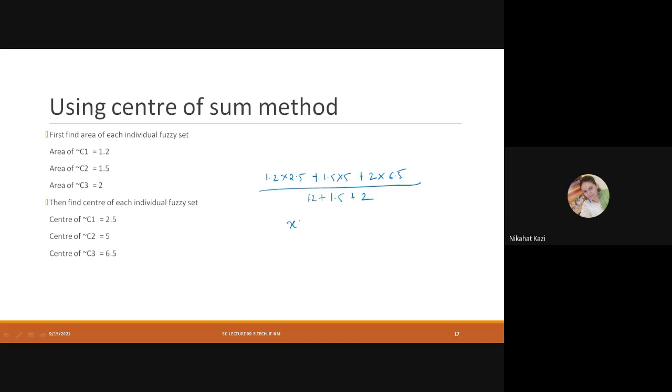So when you do this, you will get the defuzzified value. What are you getting? Numerator is multiplied, whatever is the numerator divided by the denominator, you will get the final value 5. The defuzzified value that you get is 5. Okay. So this is center of sums. Check whether you're getting 5.